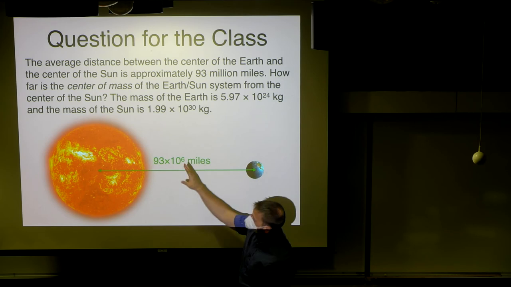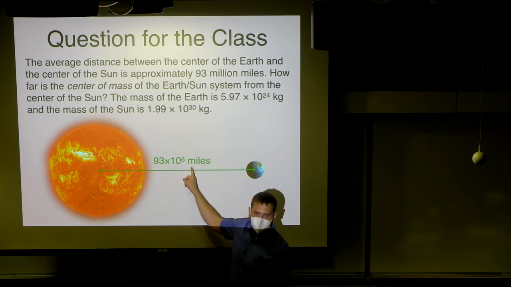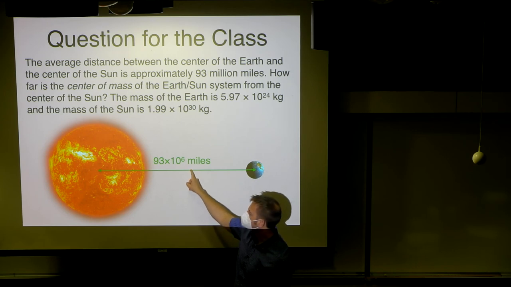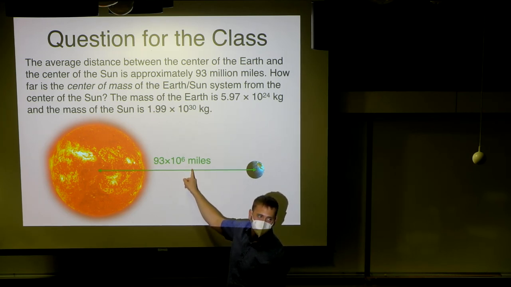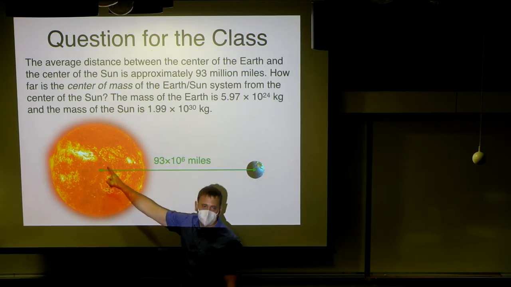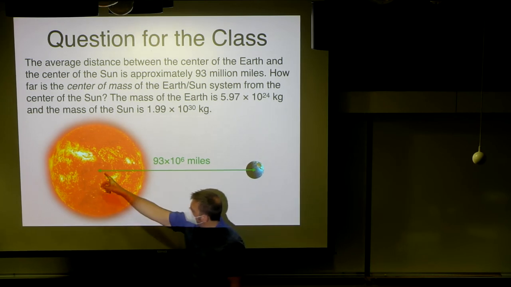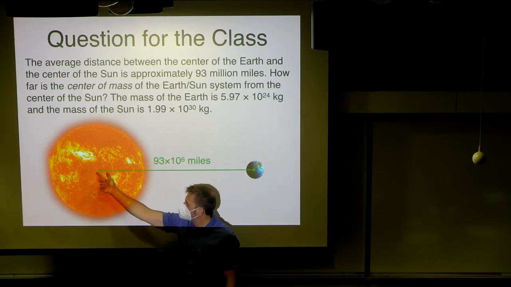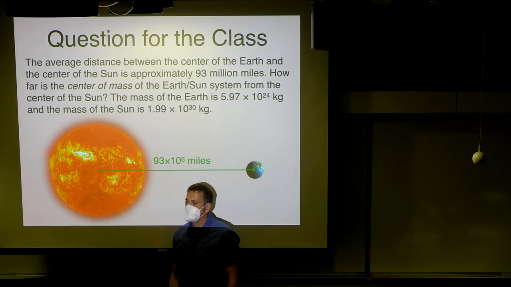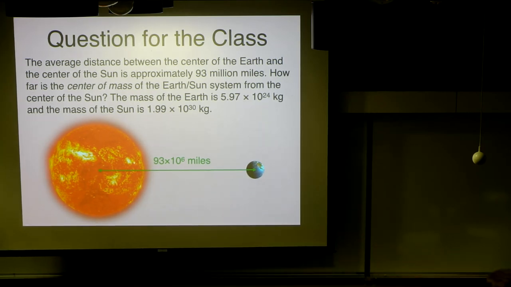Again, if the earth and the sun had the exact same mass, then the center of mass would be right in the middle. But in this case, is it going to be to the left or to the right of that? Yeah, it's going to be way closer to here. In fact, it's going to be inside of the sun, as it turns out. So what I want you to do is calculate where the center of mass is. How far from the middle of the sun is that center of mass point? Take a few minutes, see if you can do the calculation.